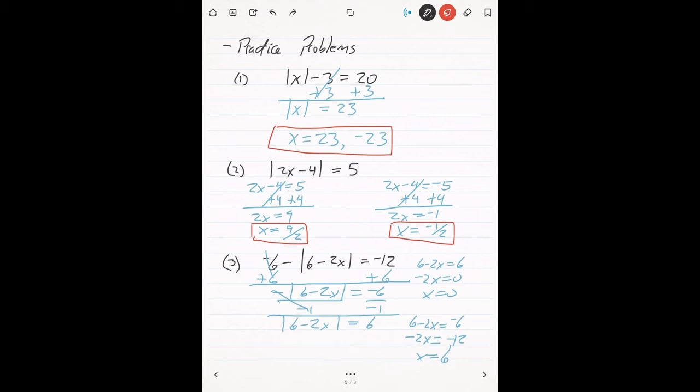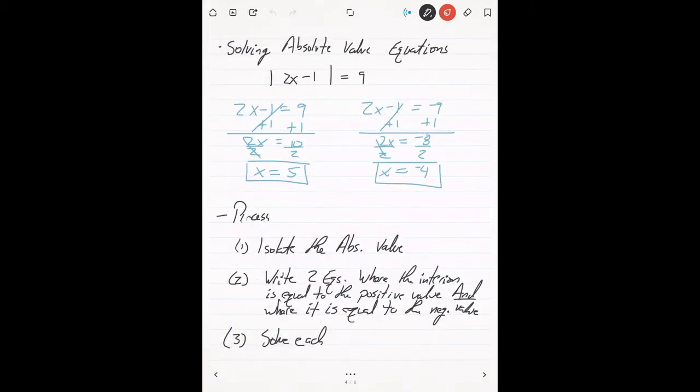So then when you do actually go ahead and solve this, you get x is equal to 0 and x is equal to 6. Those are our two possible solutions. Hopefully this is making sense to you. And you're seeing how we can utilize this process of going ahead to first isolate the absolute value, then writing the two equations, and then solving each of them. And you're seeing how that affects our solution.